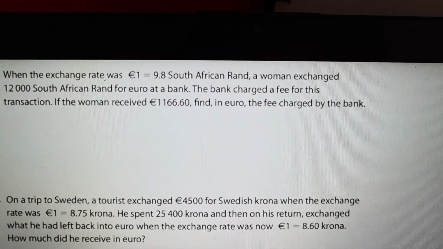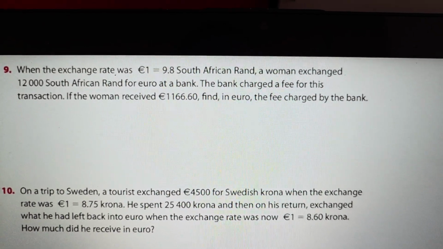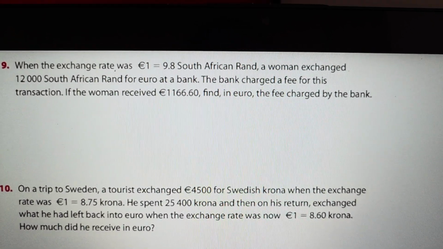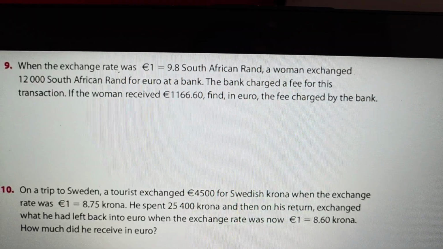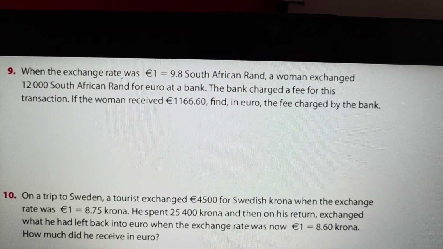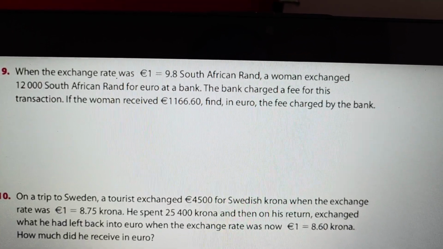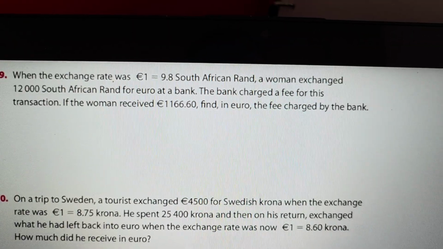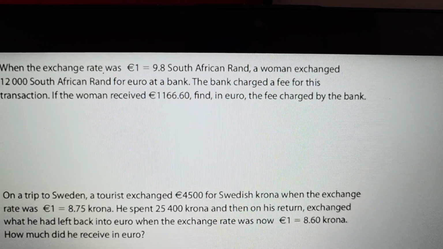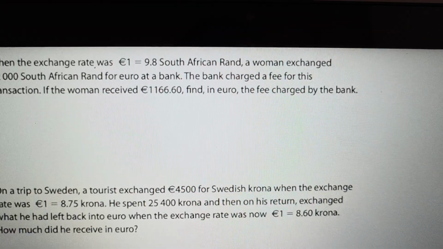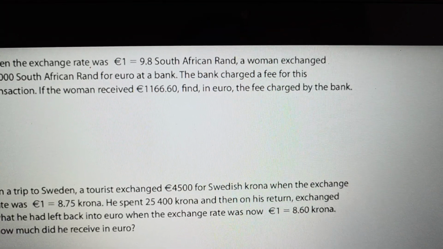Question 9. When the exchange rate was €1 will buy you 9.8 South African Rand, a woman exchanged 12,000 South African Rand for euro at the bank. The bank charged her a fee for this transaction. If the woman received €1,166.60, find in euro the fee that the bank had charged.